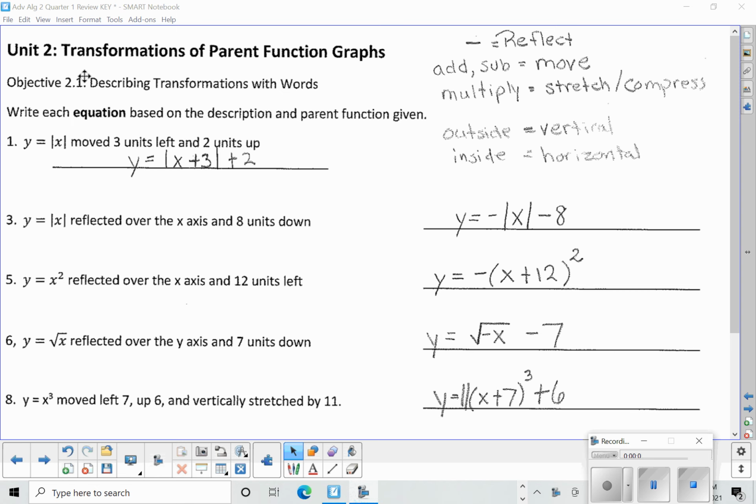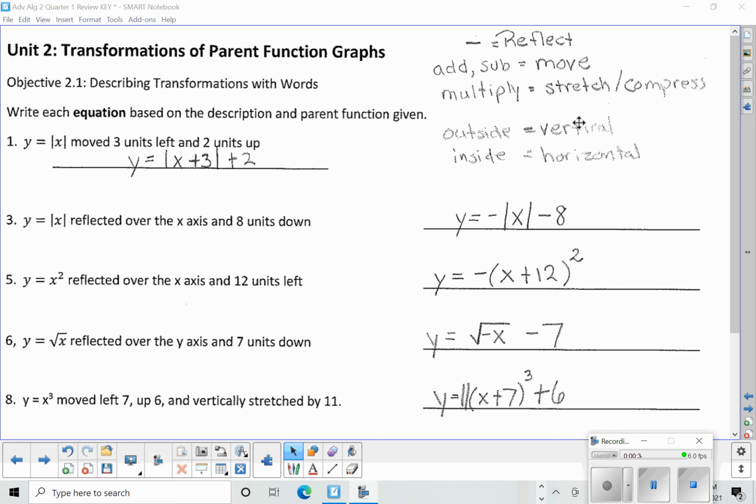Advanced Algebra 2, Quarter 1 Review. We're now up to and working on Unit 2, Transformations of Parent Function Graphs. This is Objective 1, where you will describe transformations with words or from words to equations or graphs to equations. First, we're going to look at numbers 1, 3, 5, 6, 8. I know the numbers are a little weird. They came from a different review.